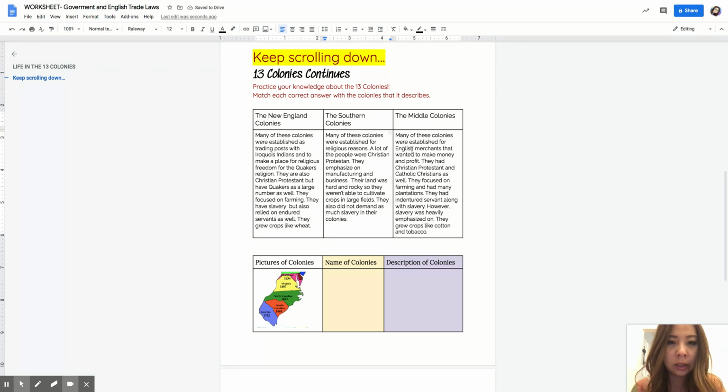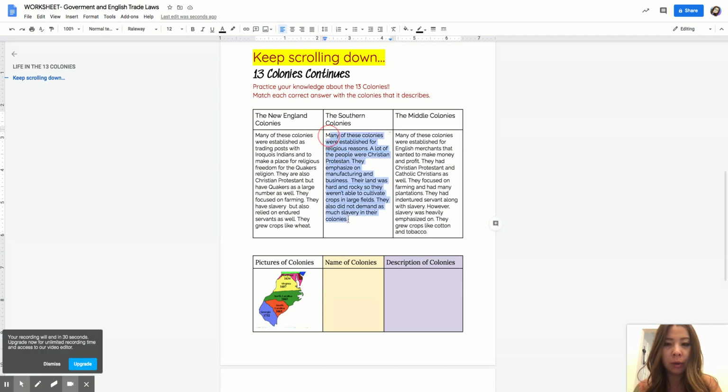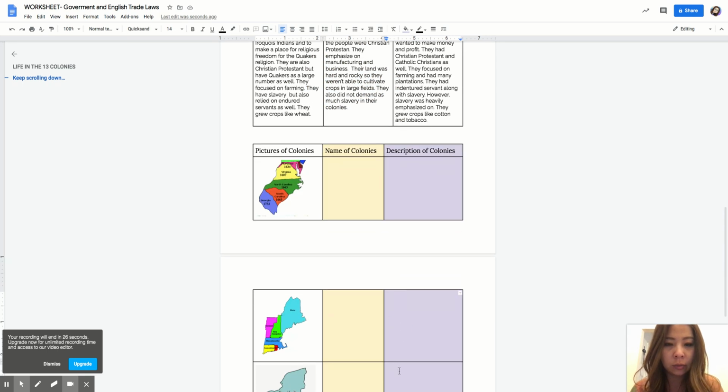Many of these colonies were established for English merchants that wanted to make money and profit. They had Christian Protestants and Catholic Christians as well. They focused on farming and had many plantations. They had indentured servants along with slavery. However, slavery was heavily emphasized. They grew crops like cotton and tobacco. So you need to copy one of these and then paste it on the correct one.